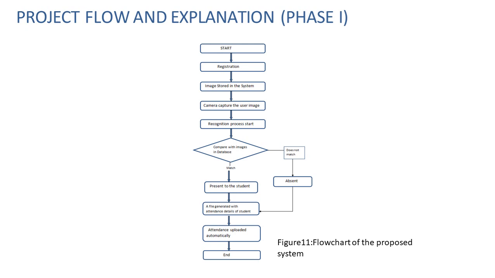Project flow and explanation. For the starting part, we have to first register, then the images will be stored in the system. Then again the camera will pop up and capture the user image, then the recognition process will start, and it will start comparing with the database. If it's matched, the student will be marked present, and if it does not match, it will be marked absent. After marking present, a file with the attendance details of the student will be generated, and attendance will be automatically updated.